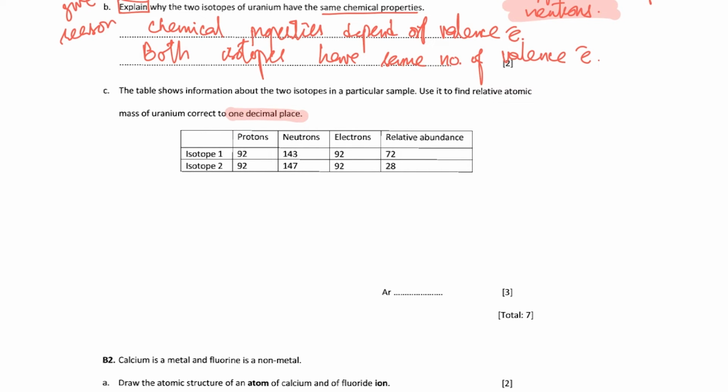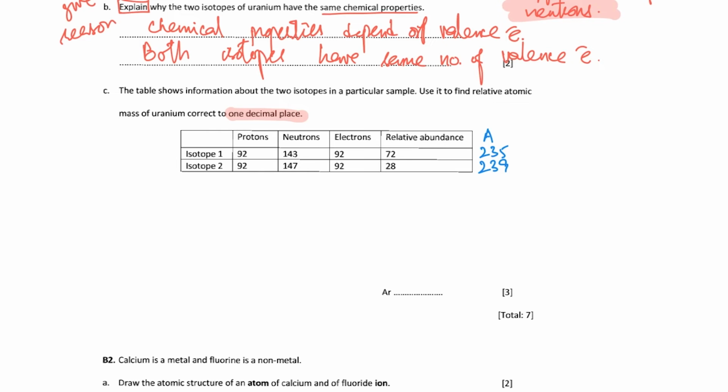Now, before we do that, what do we need? Every time you're trying to look at the mass number, you have to add the protons and the neutrons. But ignore the electrons, because electrons are really light. So in this case, we will create another column for the mass number, which we usually say A. Now, if you add 92 and 143, you get 235, which is the mass number of this isotope. And when you add 92 and 147, you get 239, which is the mass number for this isotope.